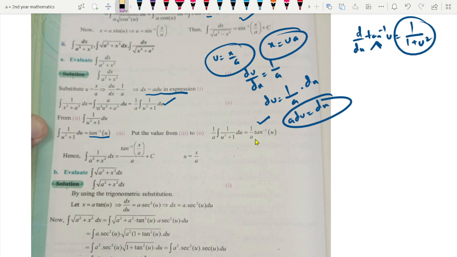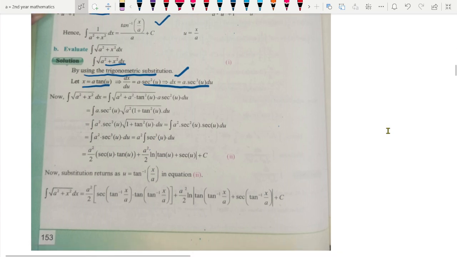Okay, now when you have the situation like this, the answer of this one, when you have the situation of square root of a square plus x square dx, so this, by using the trigonometric substitution, in this type of situation you will let x is equal to a tan of u, taking derivative of this one, so dx is equal to this one, and now simply putting the values, so when you put the values we will get this one.